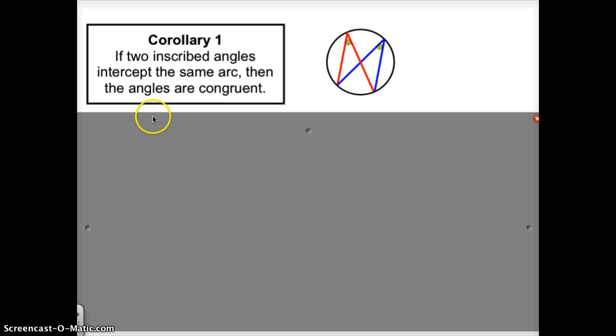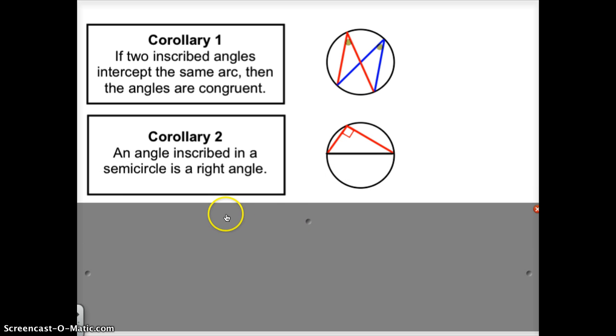The corollary: if two inscribed angles intercept the same arc, then the angles are congruent. As you can see, the blue chords create an inscribed angle with the same endpoints on the circle as the red chords. Therefore, the inscribed angle for both the red chords and the blue chords is the same.